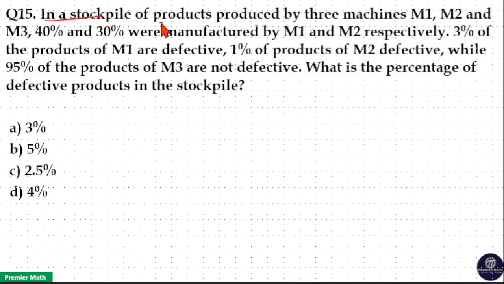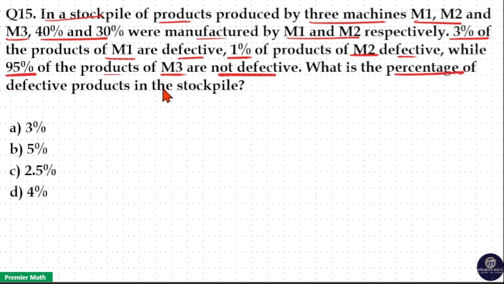In a stockpile of products produced by 3 machines M1, M2 and M3, 40% and 30% were manufactured by M1 and M2 respectively. 3% of the products of M1 are defective, 1% of the products of M2 are defective, while 95% of the products of M3 are not defective. What is the percentage of defective products in the stockpile?